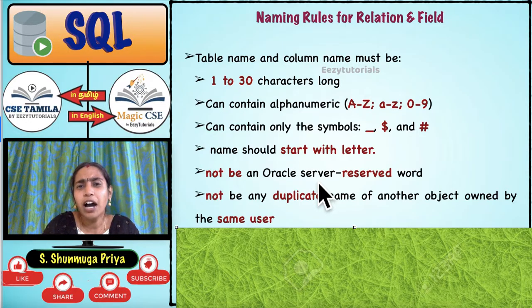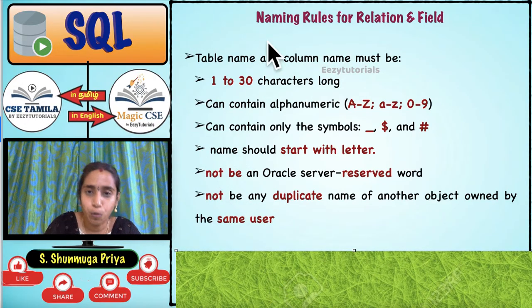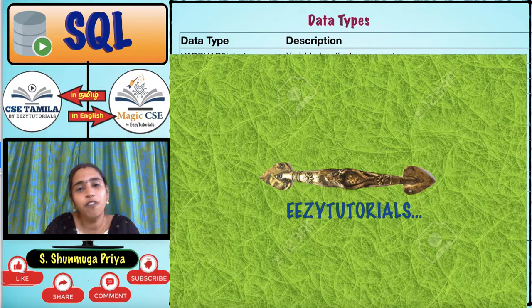So you are working in a multi-user scenario. One Oracle server is shared by many teammates. In that case you should know that your table name is a unique name, and no one else is using it. You have to ensure that, because duplicates are not supported. So these are the naming rules which you have to follow whenever you are naming a table or an attribute or field.